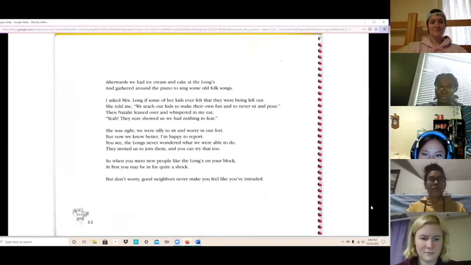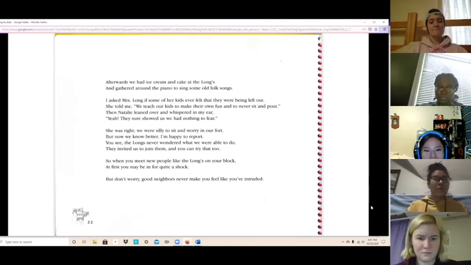Afterwards, we had ice cream and cake at the Longs and gathered around the piano to sing some old folk songs. I asked Mrs. Long if some of her kids ever felt they were being left out. She told me, "We teach our kids to make their own fun and to never sit and pout." Then Natalie leaned over and whispered in my ear, "Yeah, they sure showed us that we have nothing to fear."